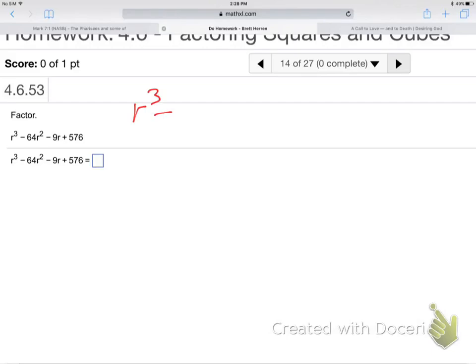So r cubed minus 64 r squared minus 9r plus 576. So four terms. Remember what we do with four? Well, first question is always, what's in common to all the terms? I think nothing, right? There's no r on the last one. There's no number, so nothing. So four terms, go on from there.